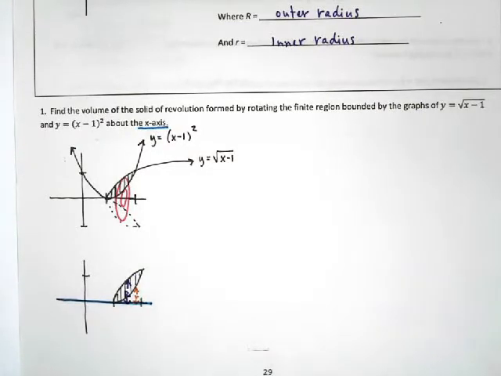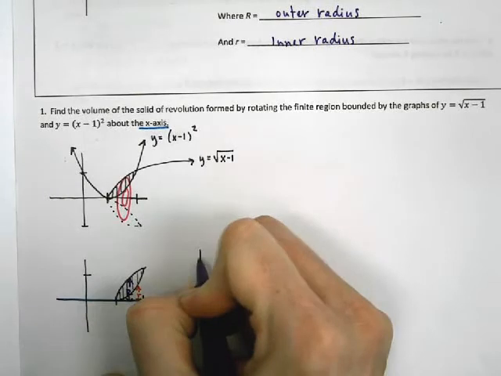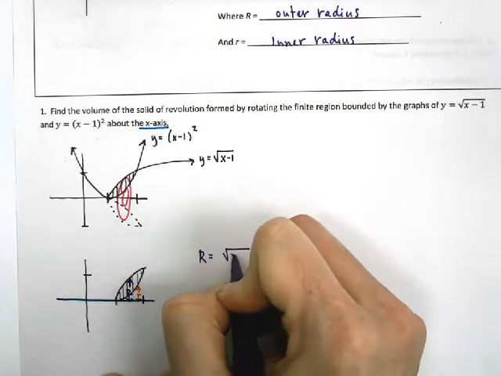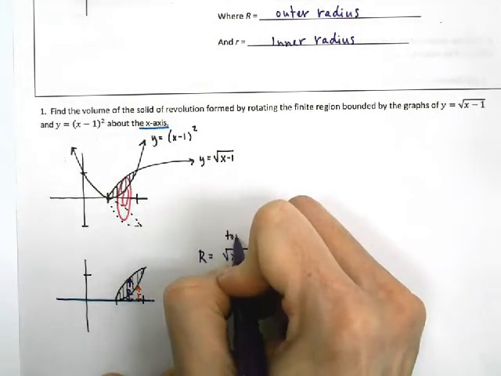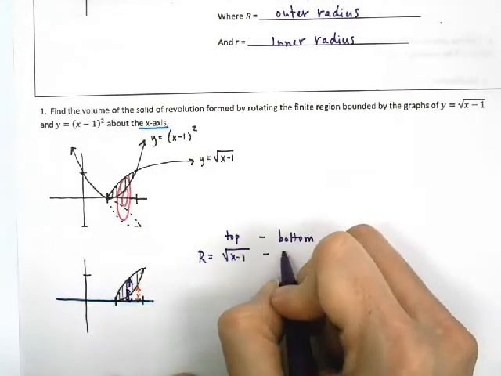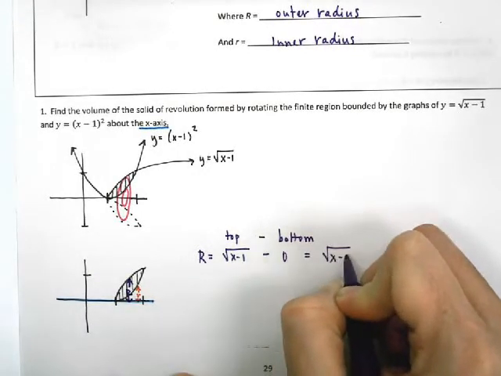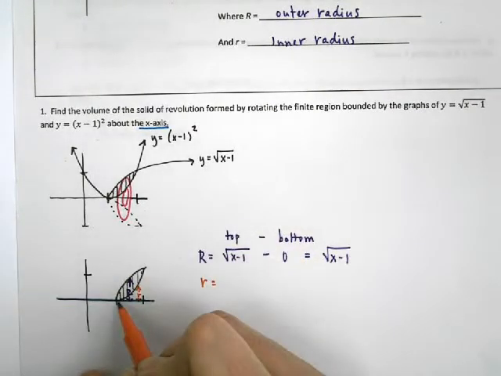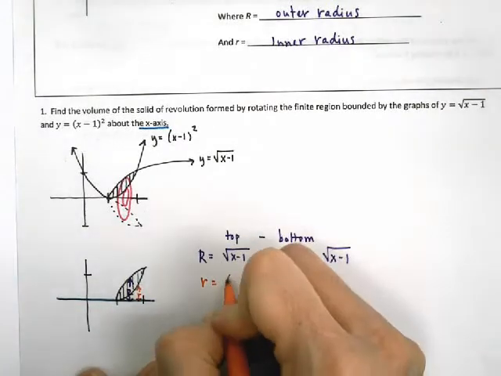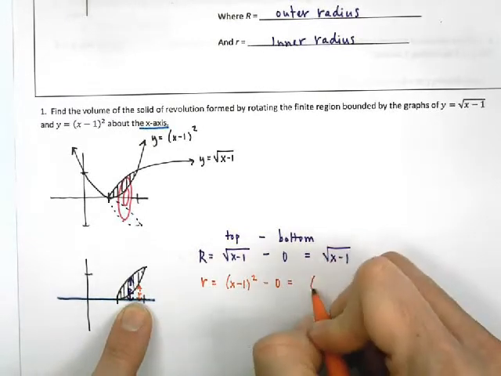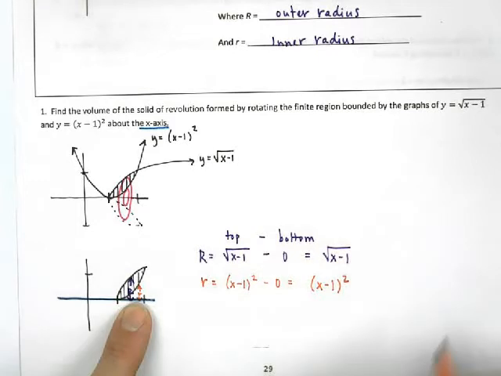We just need to define what our big R and little r are with respect to x, and then we can integrate. So for my big R, the top here, that was my curve square root of x minus 1. So that was my top. And then I know I need to subtract the bottom. Well, since the bottom is just the x-axis, my bottom is 0. So my big R is the square root of x minus 1. For my little r, now I know the top of my little r is my (x minus 1) quantity squared. Again, the bottom is still just 0, so little r is (x minus 1) quantity squared.